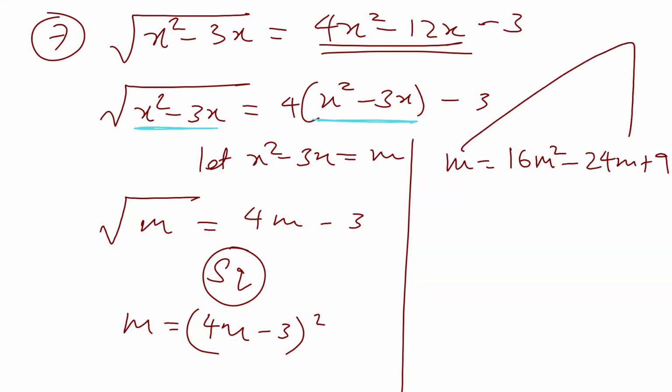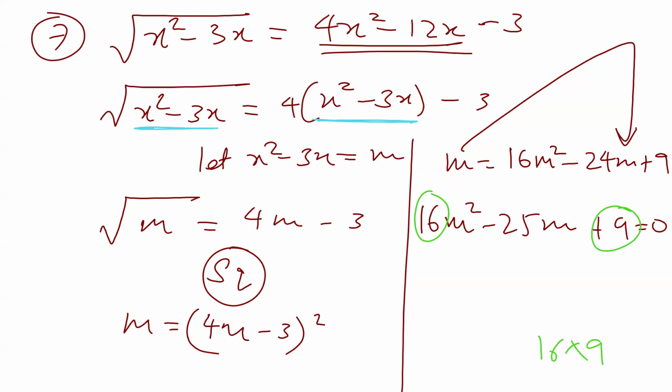So send this m over here, it will be negative. 16m square minus 25m plus 9 equal to 0. Okay. Now the product is 16 into 9, whatever might be the answer. Okay. And the middle term is minus 25. So the factors itself are 16 and 9. You know, there is no need to multiply this, because when you add 16 and 9, you'll get 25 only.